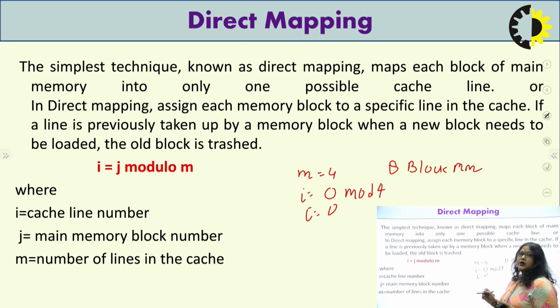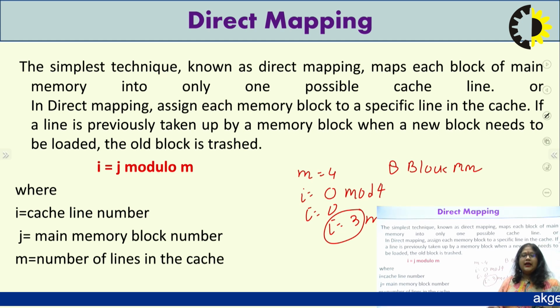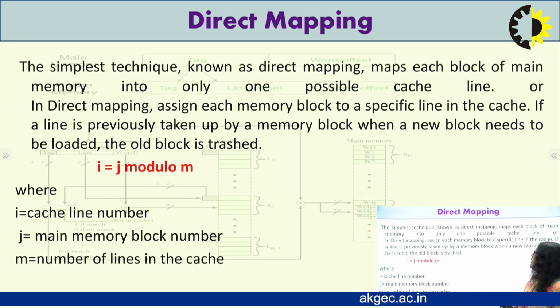If we want main memory block number 3 to be transferred, which cache line do we define for transferring the data? It is i equals 3 mod 4, so the value is 3. That means the third block of the main memory transfers to the third line of the cache. So this is the basic scenario of direct mapping.